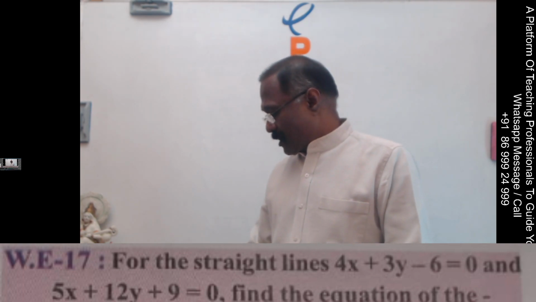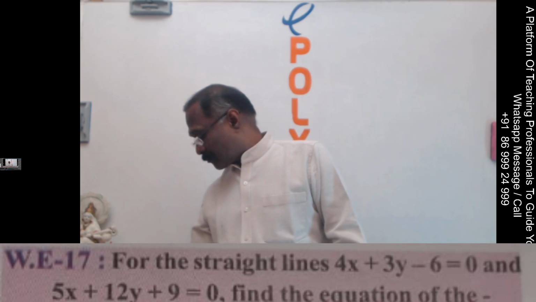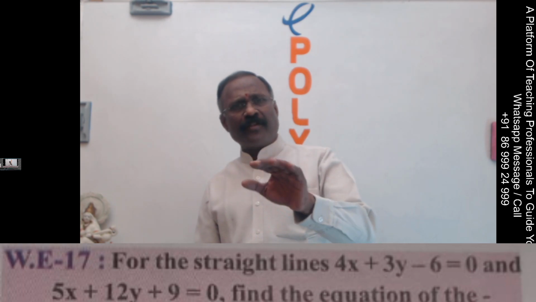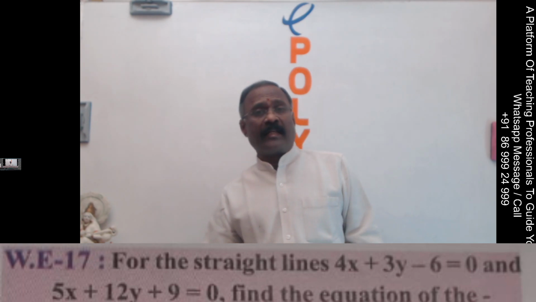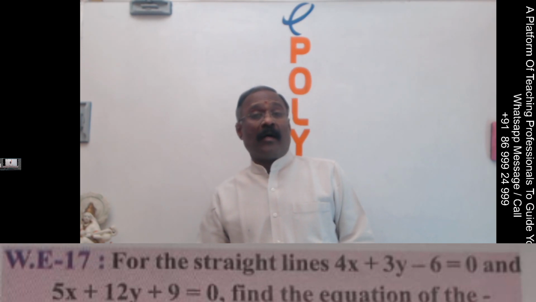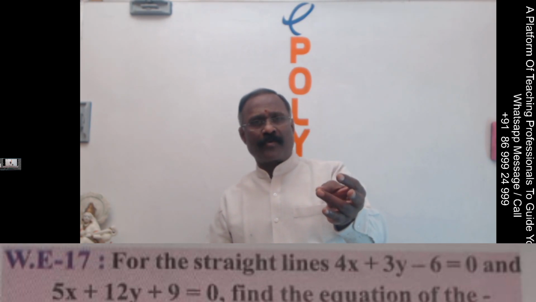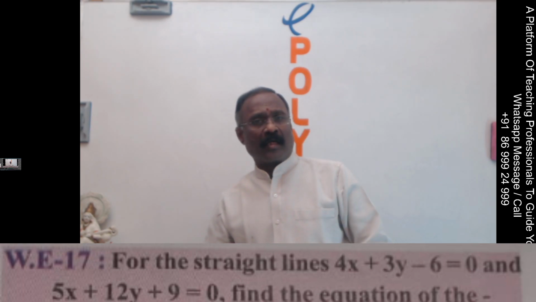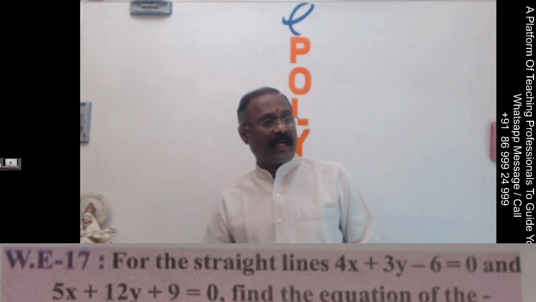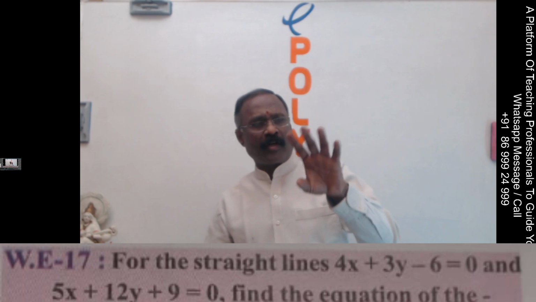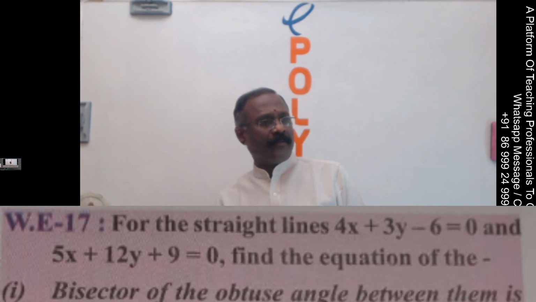So, to avoid the entire confusion in getting the different conditions, like the acute angle bisector, the obtuse angle bisector, the angular bisector containing the origin and the angular bisector containing x1, y1 and like that, I have taken all 4 in one problem. That's the problem I am showing you now.